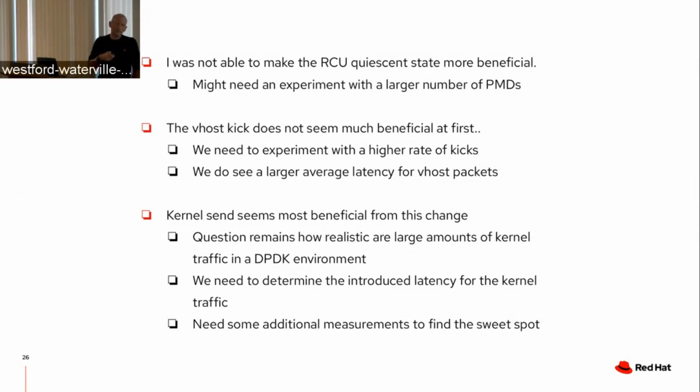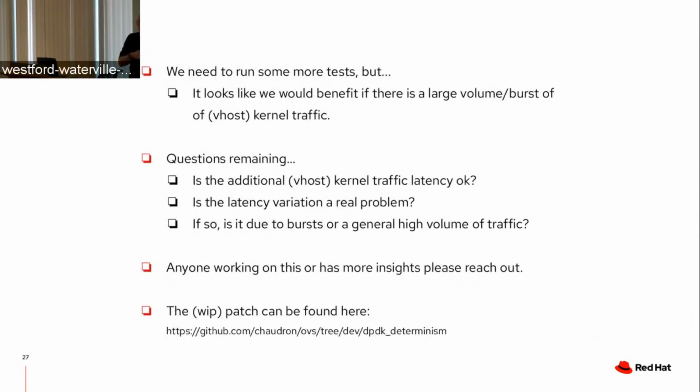But we also have quite some latency added to the vhost traffic. So that might be a problem, if they're willing to pay that to get the more consistent latency. And I think the same thing goes for the kernel path. There might be a sweet spot where the latency versus the number of packets going to the kernel might be the problem. Okay, and then the final slide. So we need to run some more tests to get that stuff sorted out, I guess.